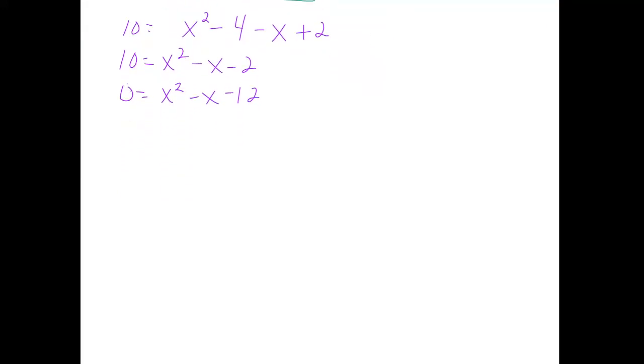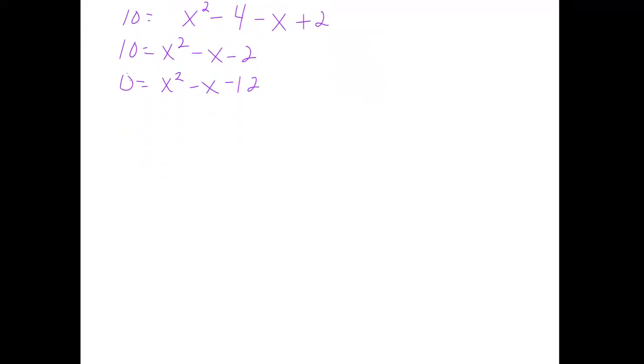And now we have to factor. So we need the x. Top number, again, is a negative 12. Bottom number this time is only a negative 1. So two numbers that multiply to negative 12 but add to negative 1 should be -4 and +3. So putting that back in, we've got x squared minus 4x plus 3x minus 12.